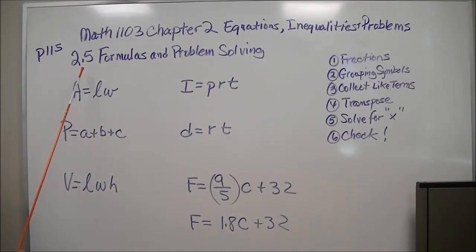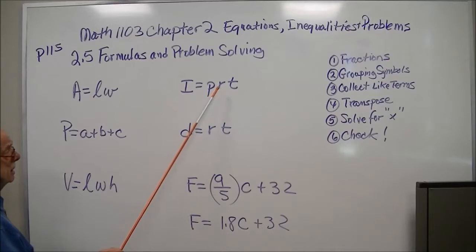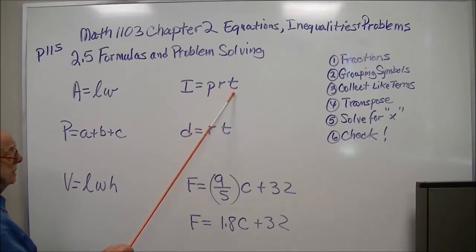Going on now to section 5 of chapter 2, formulas and problem solving. Well, on page 115, they give us these formulas. Some of them you may be familiar with. This is for area. Area equals length times width. This is an interest formula. Interest is equal to the principal times the rate times the time.